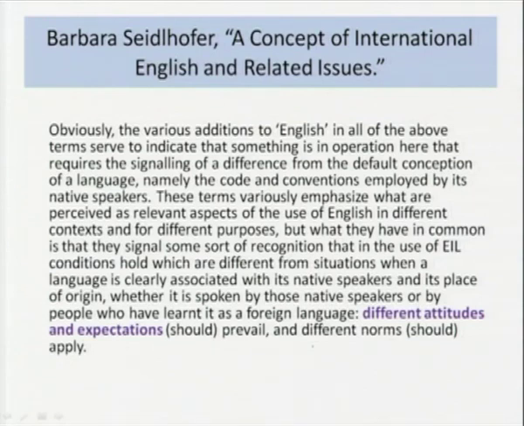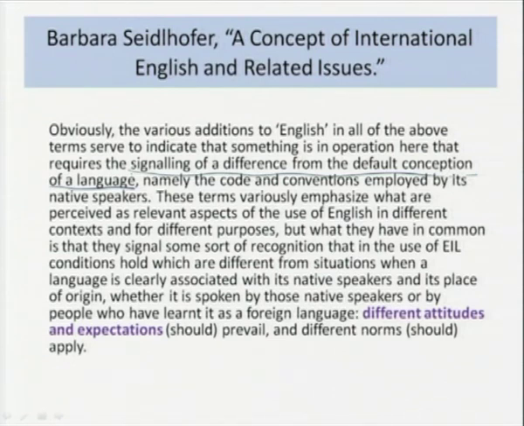Obviously, the various additions to English in all of the above terms, the different terms that we saw a while ago, serve to indicate that something is in operation here that requires the signaling of a difference from the default conception of a language, namely the code and conventions employed by its native speakers. This is what we discussed a while ago.